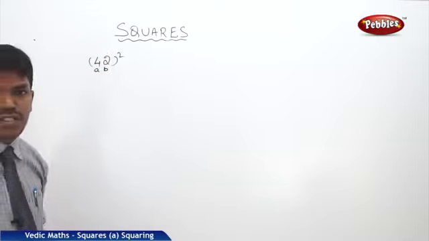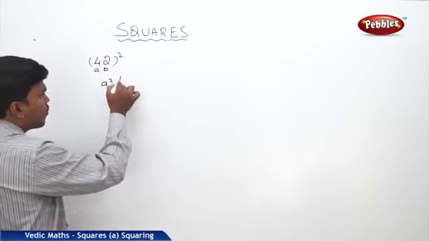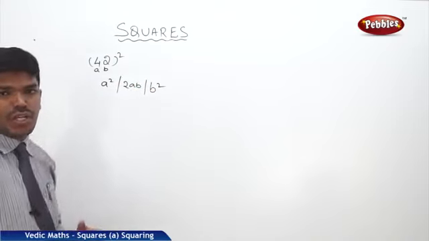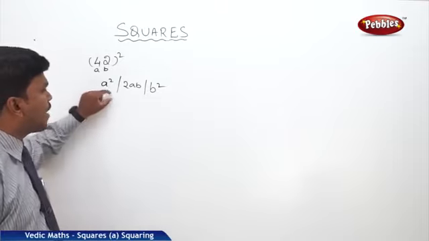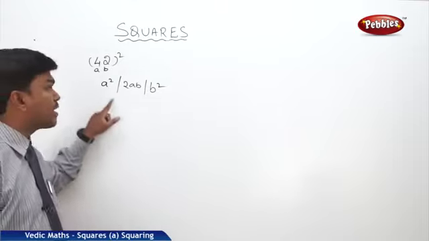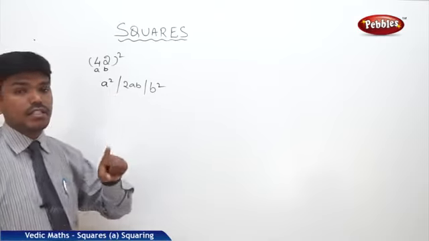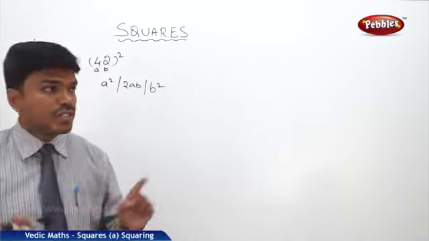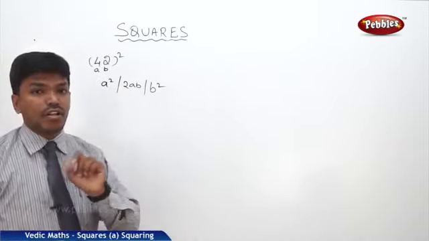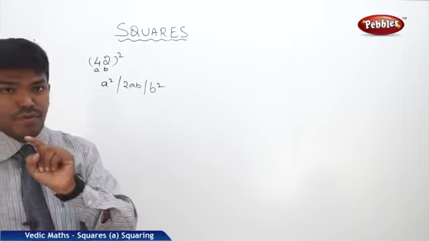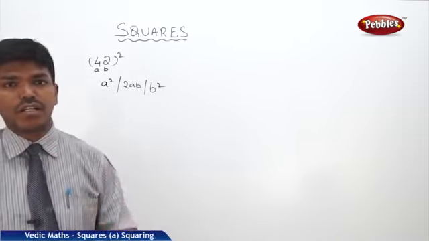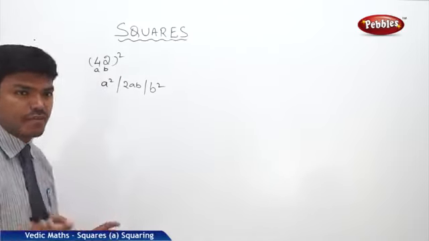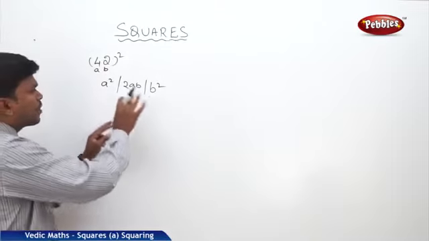The formula to find this square is A square, 2AB, B square. And in between are balancing lines. Remember, this is not plus. We already discussed the balancing technique in the previous classes. These are balancing lines, but they are not addition symbols. If you add the numbers, you won't get the answer correctly. So please be careful.